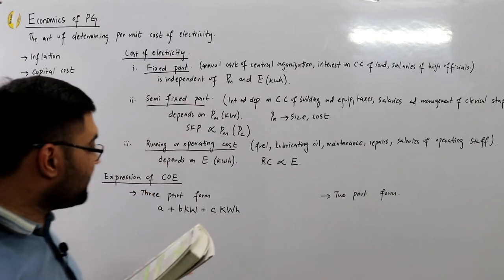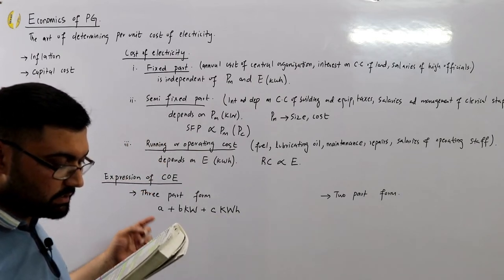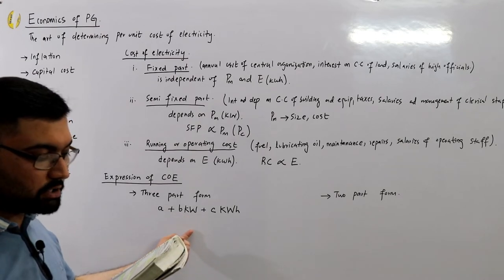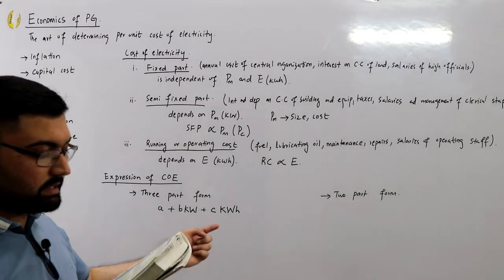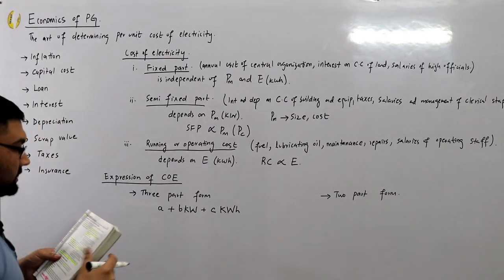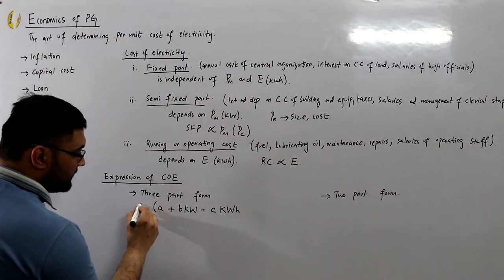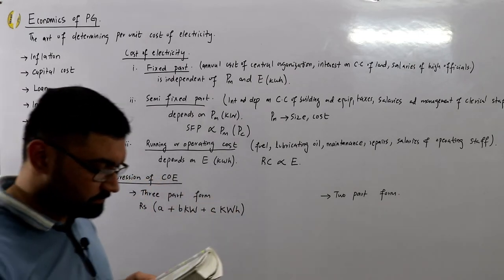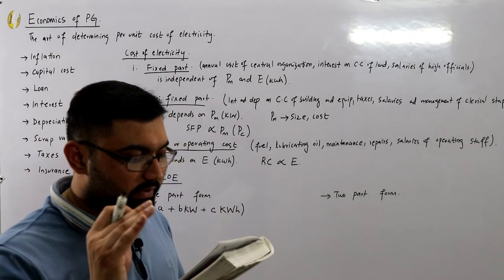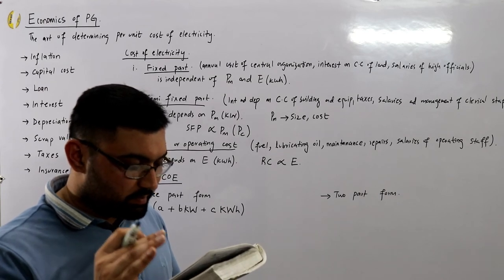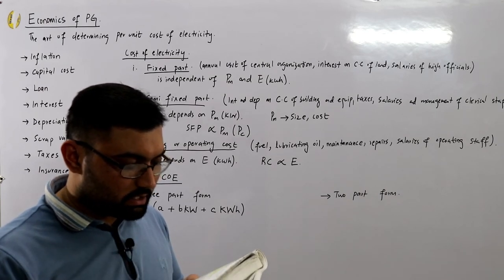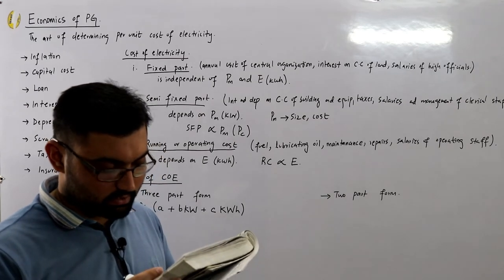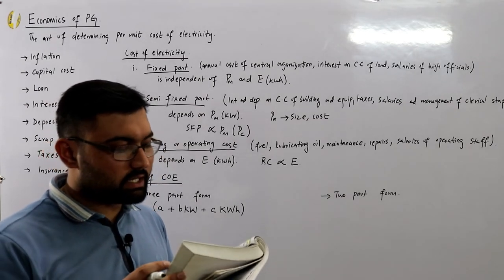This A is the fixed cost, which is constant. B is the semi-fixed cost, proportional to the maximum demand. And the other is the variable cost. And this A we will write in rupees. A is the annual fixed cost. B is the cost which, when multiplied by the maximum demand, gives the annual semi-fixed cost. And C gives the running cost.